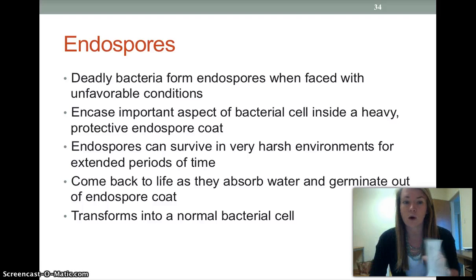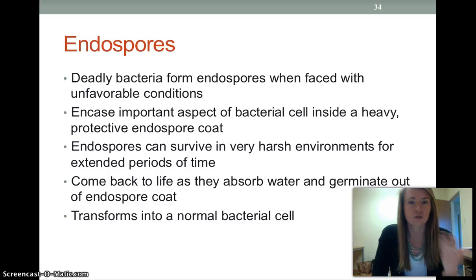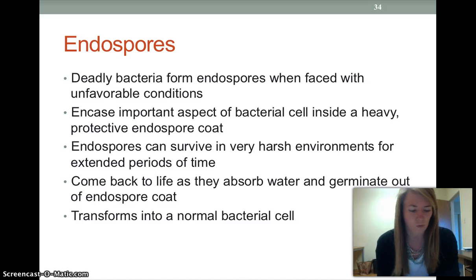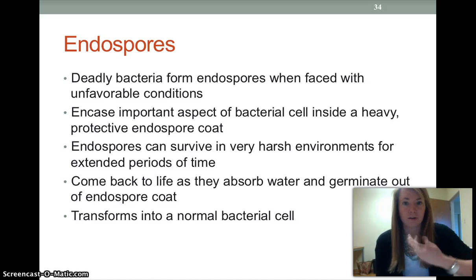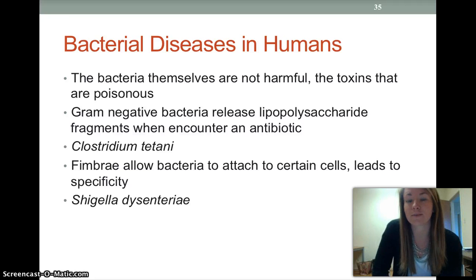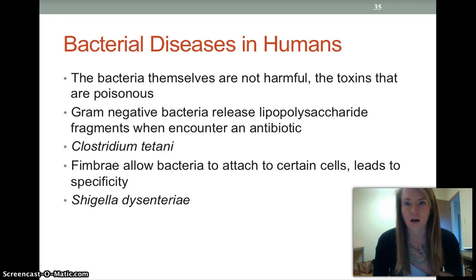As soon as they absorb water, they can germinate out of their endospore coat and come back to life and transform back into a normal bacterial cell. So this is really dangerous because it's really hard to kill them because they have these endospores. For example, you guys remember anthrax? There are anthrax endospores that are 1,300 years old, and they can cause just as bad of an infection as a new one. So they're very dangerous. And a lot of times the bacteria themselves that might make us sick are not harmful, but what they do is they release toxins that are poisonous.